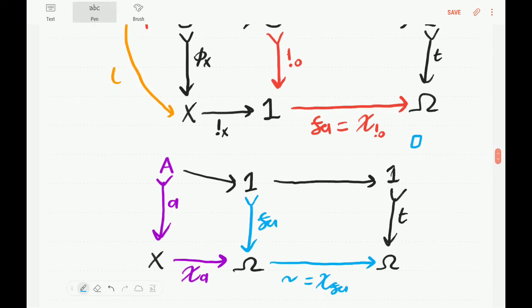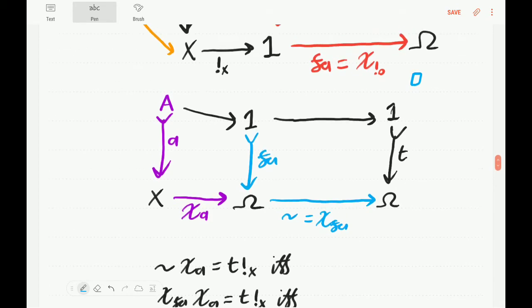So okay, let's use this now for some more practical things. We define not to be the classifying arrow of false. Okay, so not, denoted by this kind of tilde here, is equal to chi fa, where fa is false.